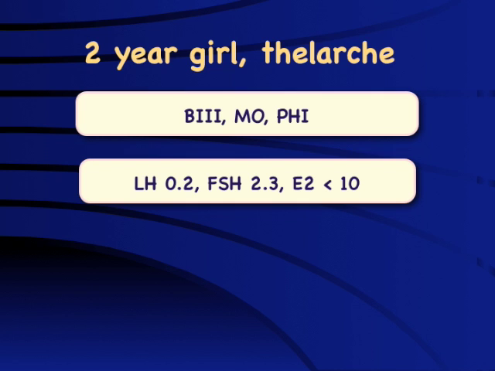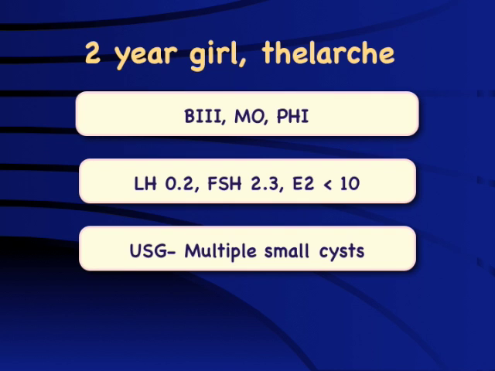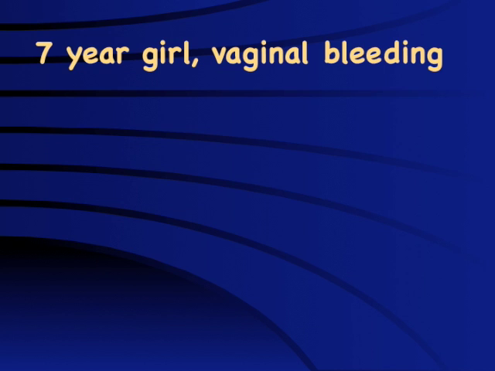Investigations show LH is low, FSH is high, E2 is on the lower side. Ultrasound shows multiple small cysts, and this is a classical case of isolated thelarche.